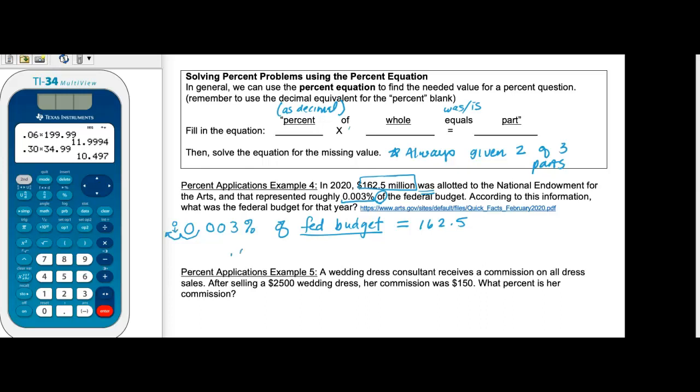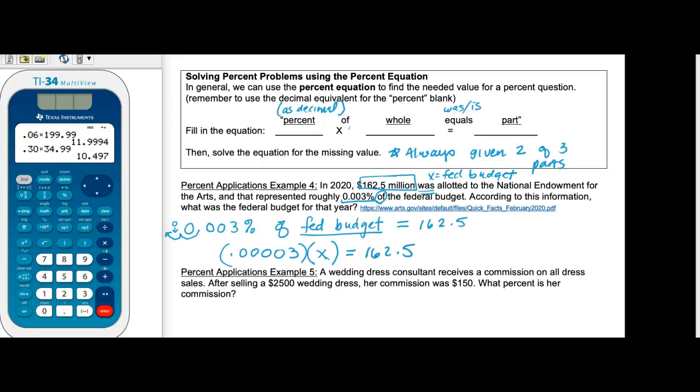So I'm going to get 0.00003, so 4 zeros, of the federal budget. I don't know what that is, so X equals the federal budget. That's what I'm trying to find. Equals 162.5. So let's think about this. We've got 0.00003 times the federal budget is equal to 162.5, and that represents millions of dollars. And so at this point you have to solve the equation.